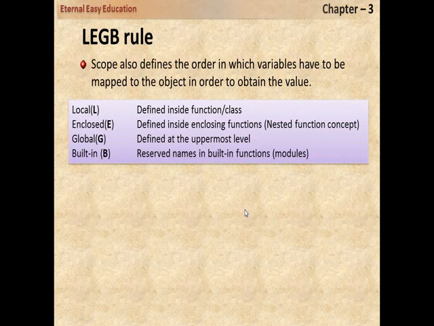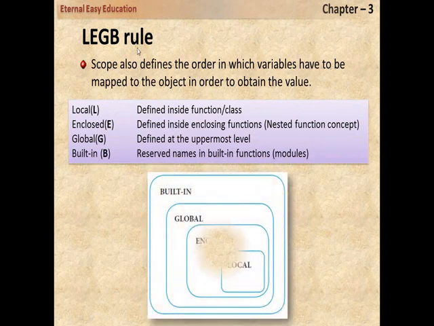Now we'll see the rule. That means scope also defines the order in which variables have to be mapped to the object in order to obtain the value. Here only we are going to restrict the visibility. What are they? Local, defined inside a function or a class. Enclosed, defined inside enclosing functions. That means the nested function concept is used here. Global, defined at the uppermost level. Built-in, reserved names and built-in functions. That means usage of modules.